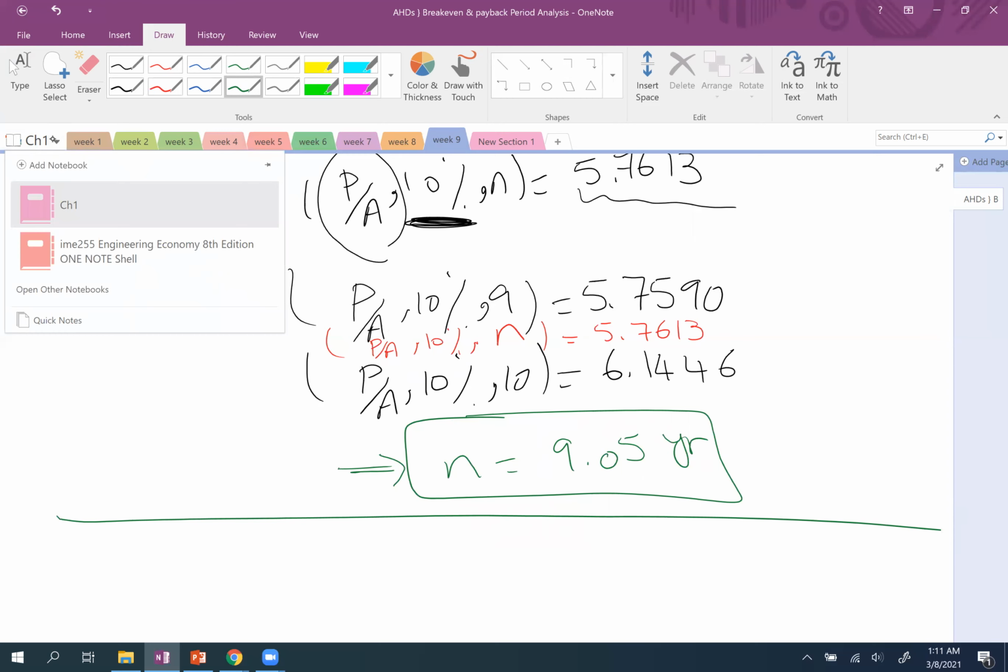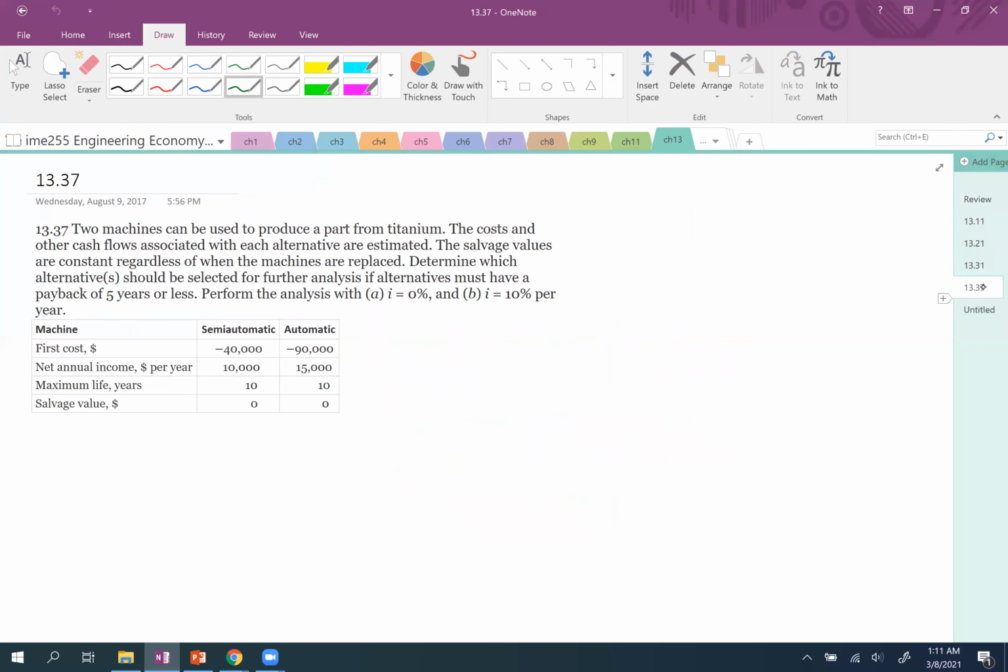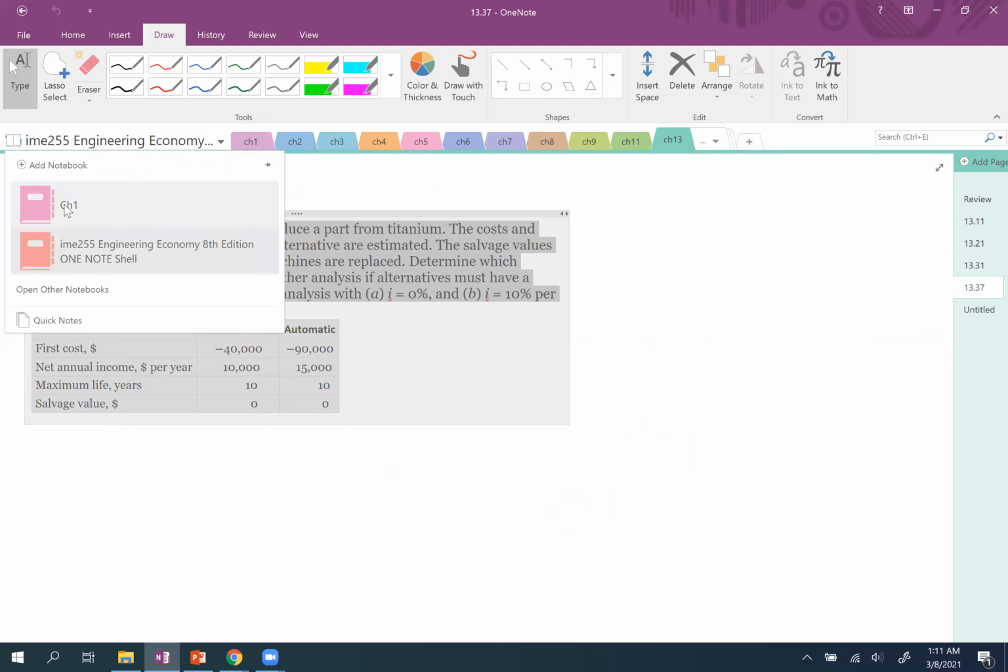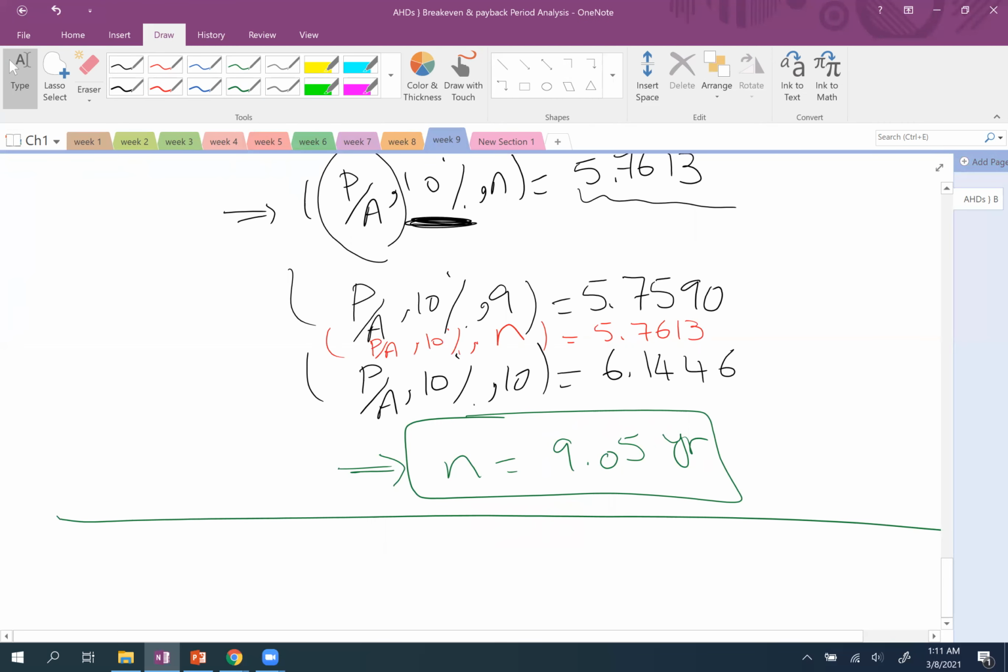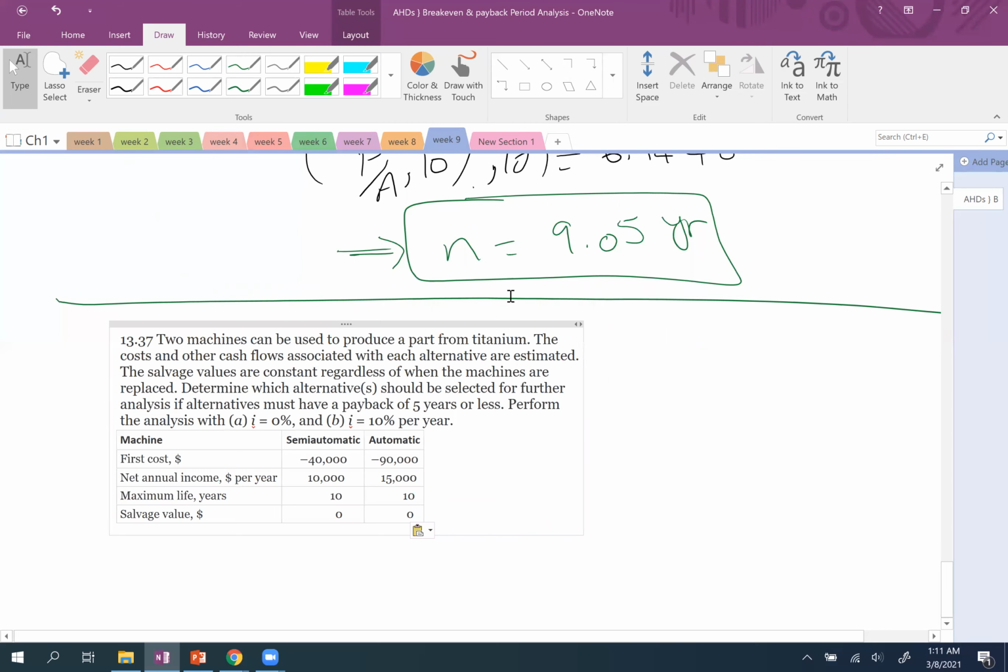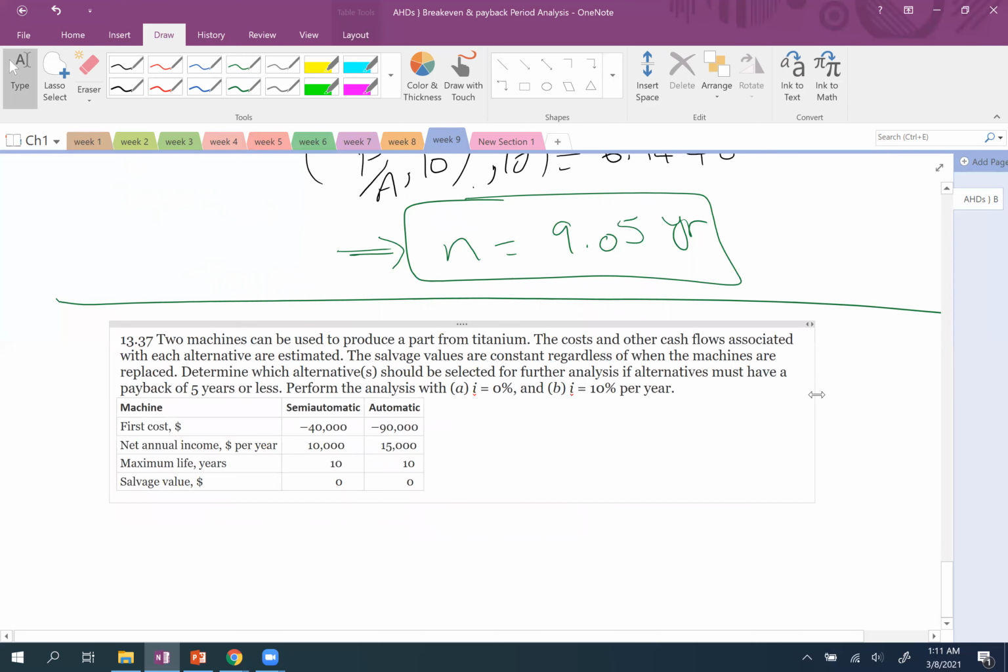Okay, the next example that we are gonna solve is problem 1337. Again, I want you to read this example first. After that, pause the video. After you pause it, give yourself some time to solve it, and then continue watching the video for the solution. So two machines can be used to produce a part, and the cost and the cash flows are given.